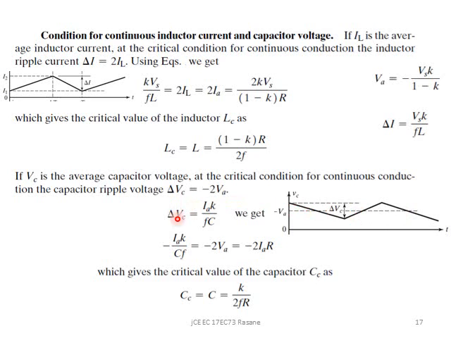So delta VC becomes equal to, we know that VA can be IA into K upon FC. So I get minus IA K upon FC equal to minus 2 times VA, that is equal to minus 2 into VA can be represented as IA into R. This gives me the critical value of the capacitor CC equal to K upon 2F into R.